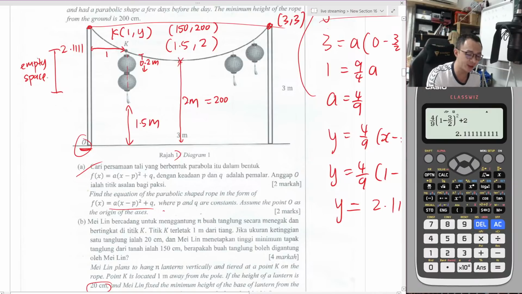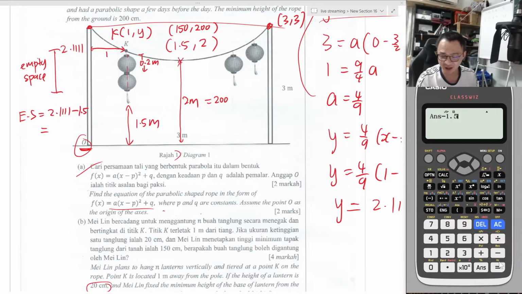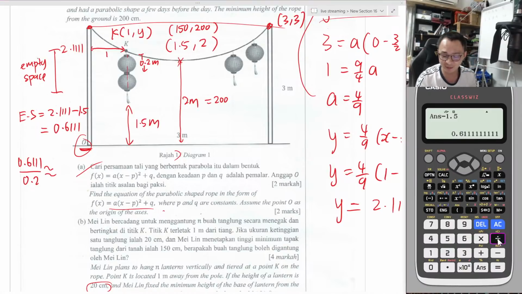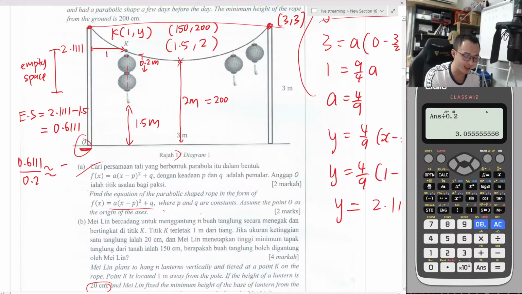So what I will do here is, in order to find the empty space, I will use 2.1111 minus 1.5. So I will minus 1.5 here. So I have about 0.6111. And each lantern is 0.2 meter, right? So I will just use 0.6111 divided by 0.2. I roughly will get how many I can hang here. So I can hang about 3 lanterns.